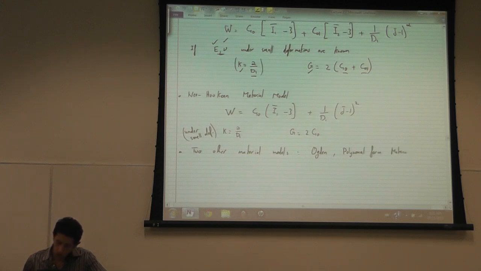And there are so many other material models existing in the literature, especially all these are for isotropic materials. The behavior is just a function of lambda 1, lambda 2, lambda 3, independent of any rotation. There are different other materials, especially if you have a special direction that has fibers in a hyperelastic material, then this energy function would be slightly even more complicated than this.